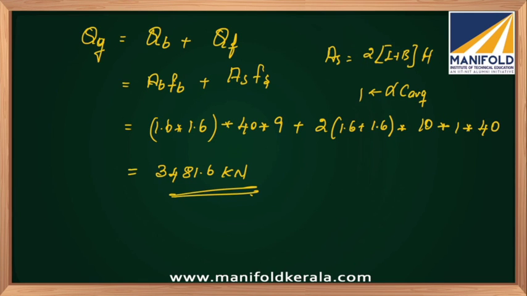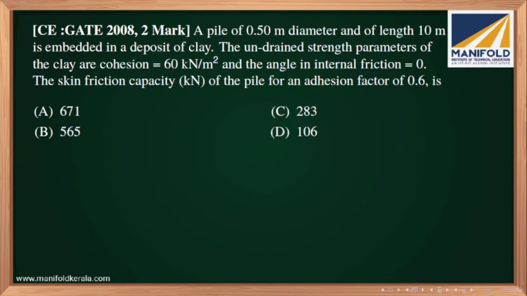So this is the ultimate load carrying capacity of the pile group, which is failing by block failure. Moving to the next question. A pile of 0.5 meter dia and length 10 meter is embedded in a deposit of clay. The undrained strength parameters of the clay are cohesion C equal to 60 kilonewton per meter square and angle of internal friction phi undrained equal to 0.